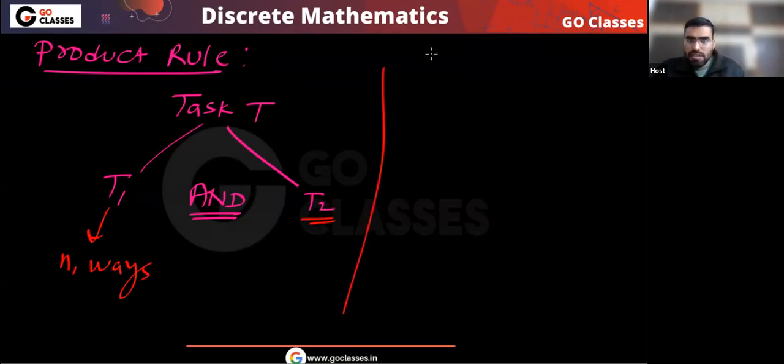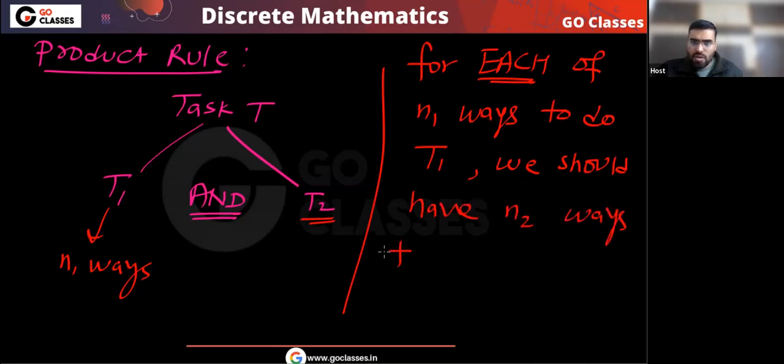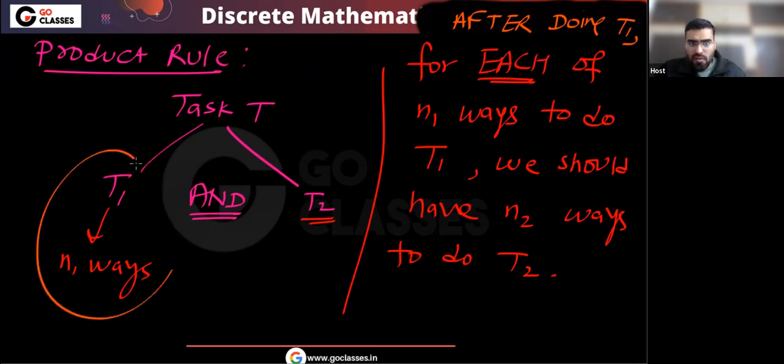For each of the n1 ways to do T1, we should have n2 ways to do T2. So remember, after doing T1, for each of them, once T1 is over, once you have done this task, then whatever way you did it, it does not matter how you did it, there must be n2 ways. This is important, so that is the reason I'm telling you.